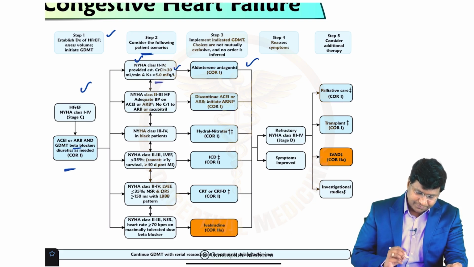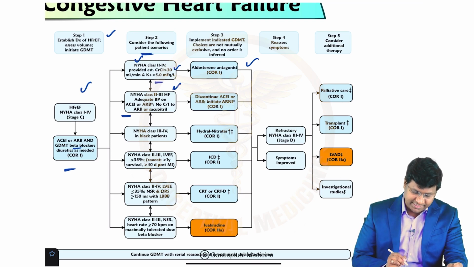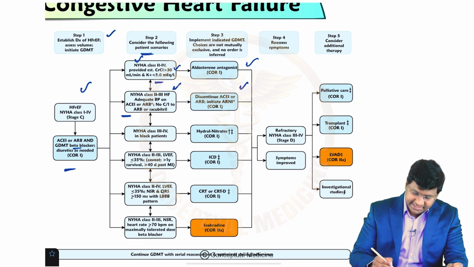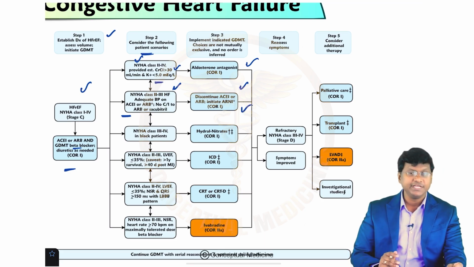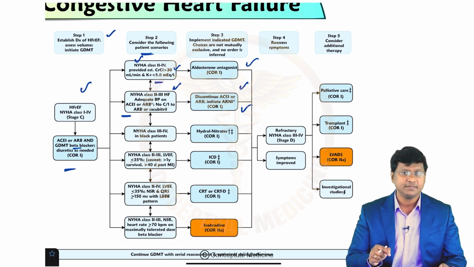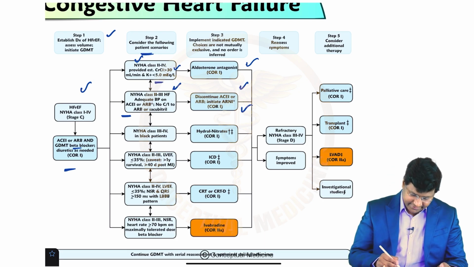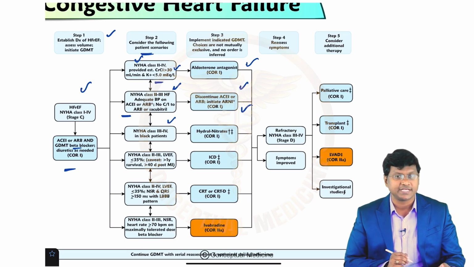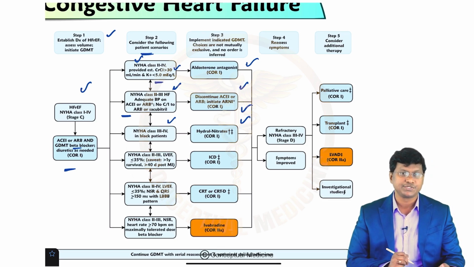Take the second scenario: the patient is in NYHA class 2 to class 3 heart failure, the blood pressure is adequate on ACE inhibitors or angiotensin receptor blocker, and there is no contraindication to ARBs or sacubitril, then discontinue the ACE inhibitor and initiate the ARNI. What is ARNI? The AR is the angiotensin receptor blocker, that is valsartan. NI stands for neprilysin inhibitor, that is sacubitril. Then, NYHA class 3 to class 4 in black patients, you need to give hydralazine and nitrates.